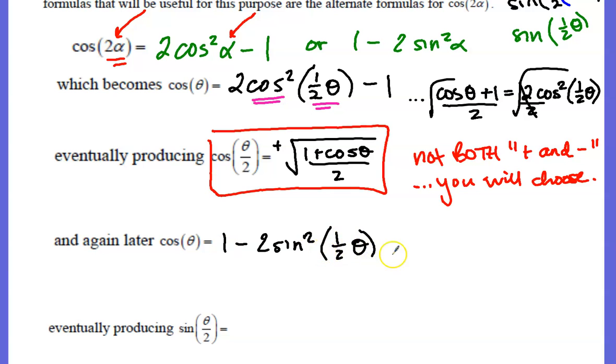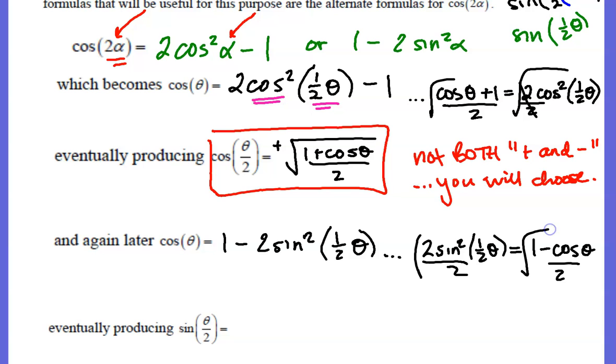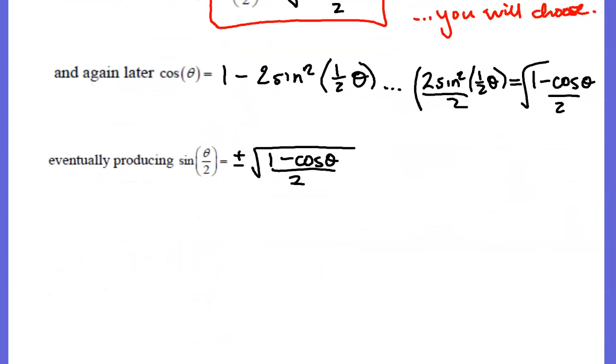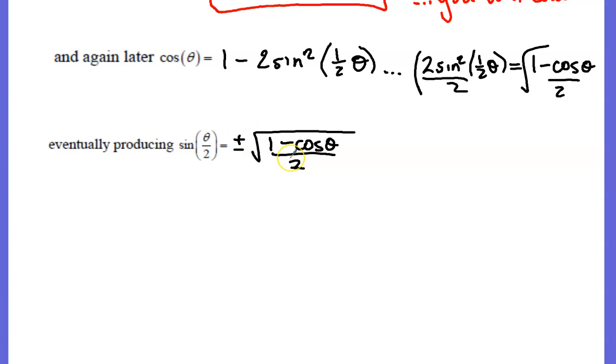So then I'm going to want to get this alone. I'm going to move this over here to make it positive 2 sine squared half theta, and I'm going to subtract the cos, so 1 minus cos. I moved this just to keep it positive. Then I'm going to divide by 2, and then take the square root. So what I end up with is the square root of 1 minus cos theta over 2. That's why I wrote it in this order, because they're very similar, except this is subtraction. Once again, we have that plus or minus, but we will choose whether it's positive or negative. It's not technically both.